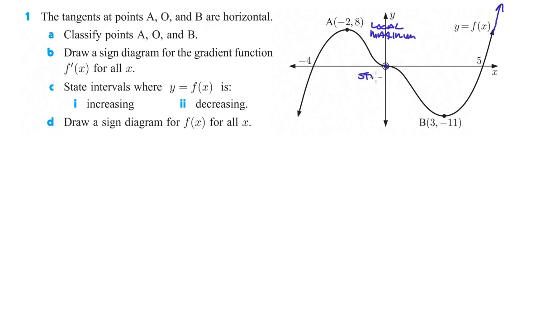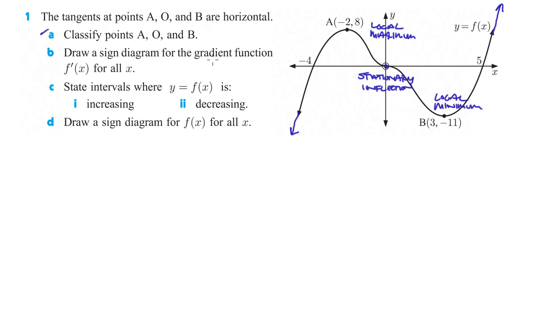So it's a stationary inflection. Okay, and then B is a minimum. But again, this arrow here goes forever and ever, so it's just a local minimum, not a global minimum. Okay.